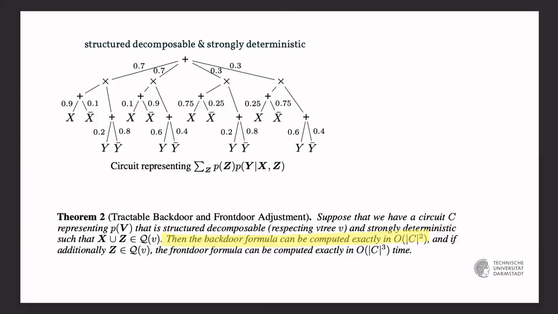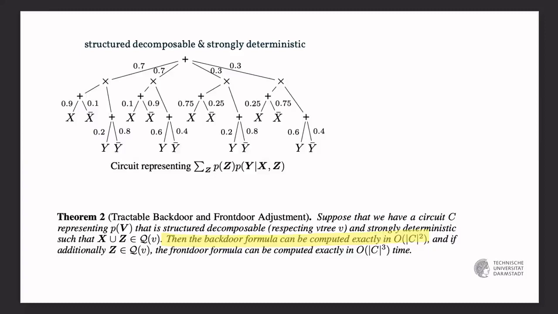Again, you see the pluses and the axes for the sum and product nodes. You have at the leaves, again, the variables. In this case, we have a binary setup, so you have Y and Y negated and X negated. And the awesome result that they get is that if you have these additional assumptions, then it actually is tractable, and it's actually even quadratic, which is super nice.